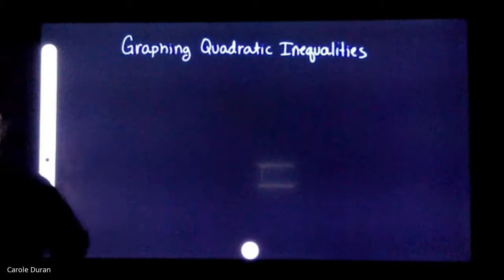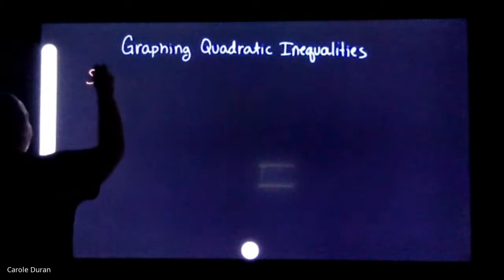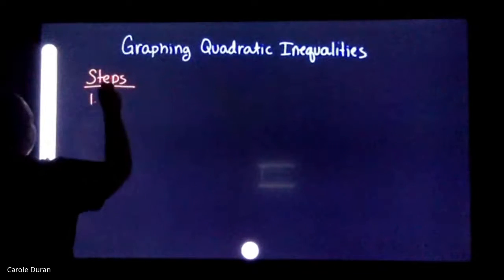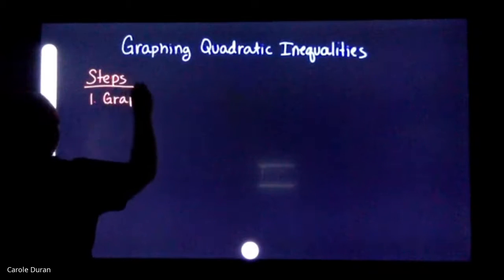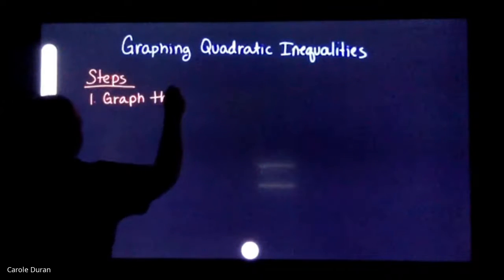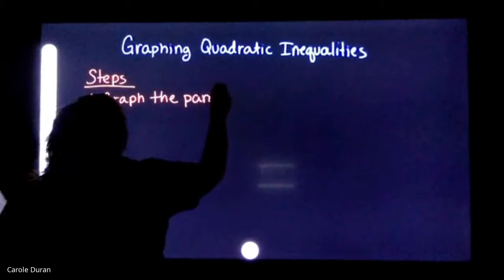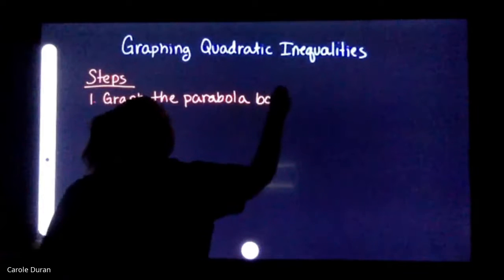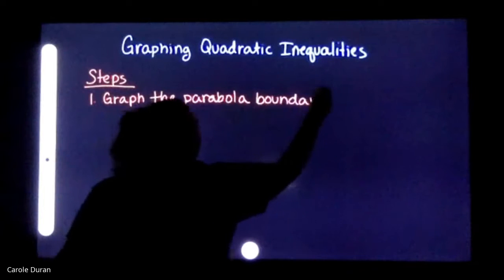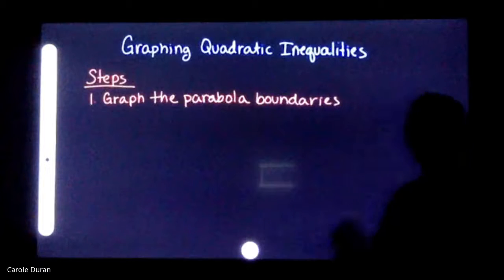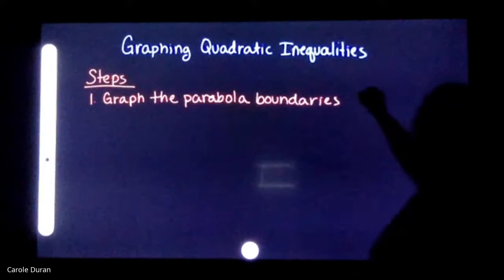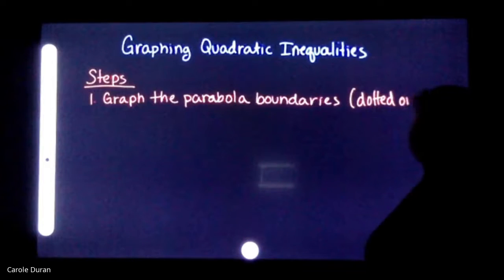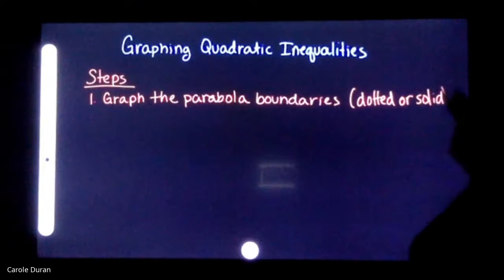So there are a couple steps that we can follow. These are just generic steps. The first step is to graph the parabola boundaries. This will be your usual parabola, except we'll have to decide if the parabola is going to be dotted or solid based off of the inequality that we are given.